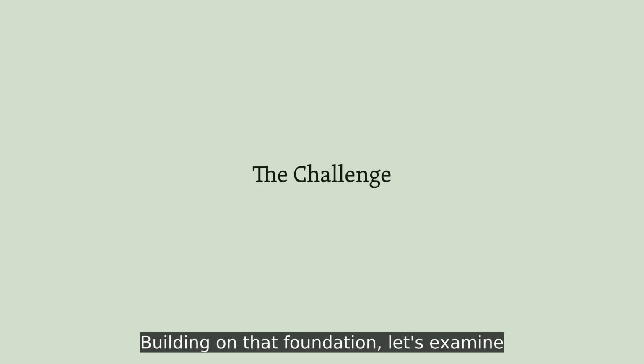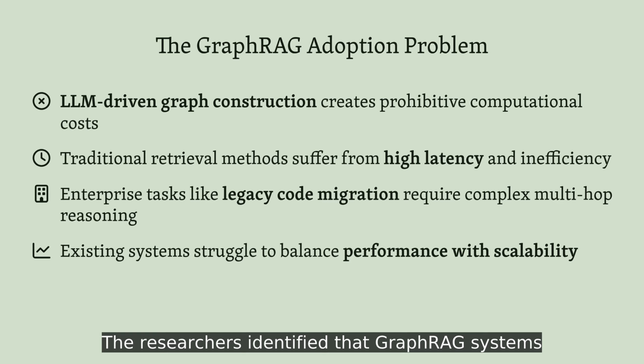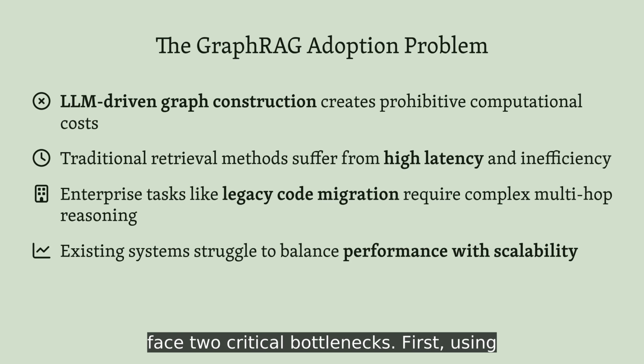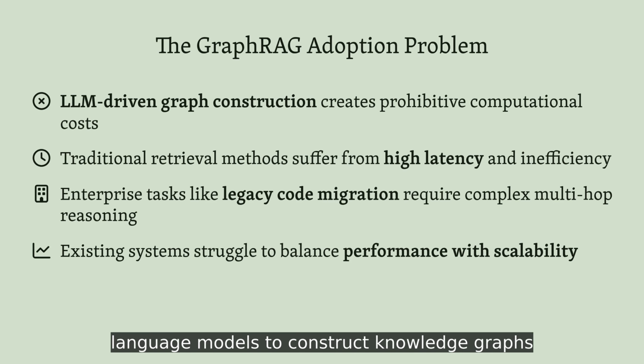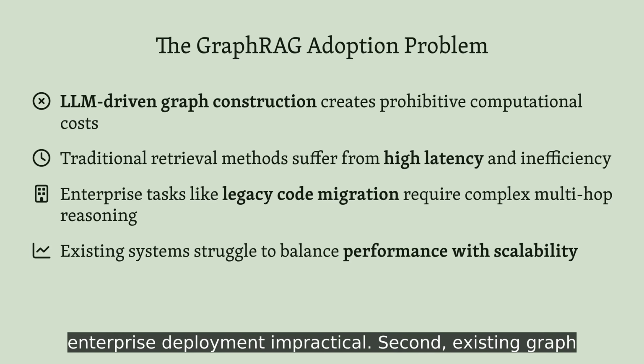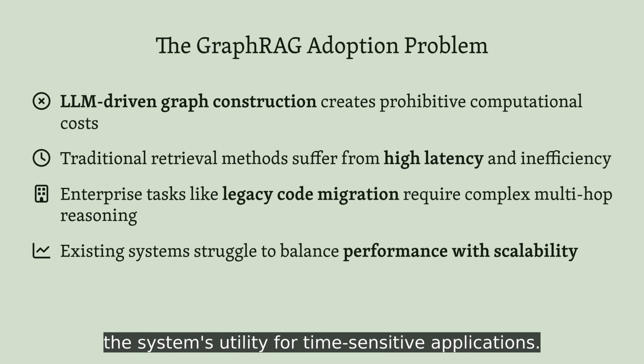Building on that foundation, let's examine the core barriers that have prevented widespread GraphRAG adoption. The researchers identified that GraphRAG systems face two critical bottlenecks. First, using language models to construct knowledge graphs incurs massive computational expenses that make enterprise deployment impractical. Second, existing graph retrieval strategies introduce latencies that undermine the system's utility for time-sensitive applications.